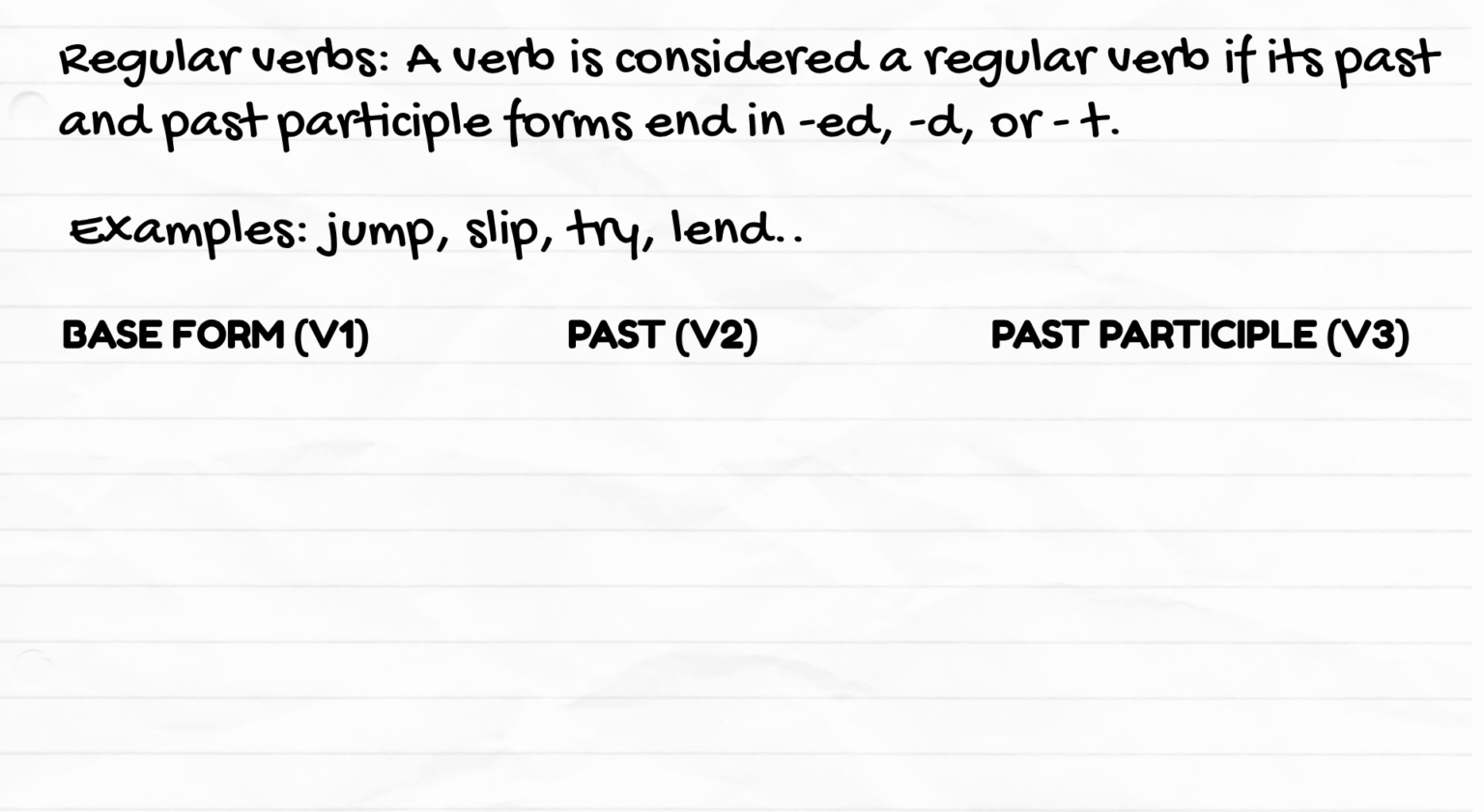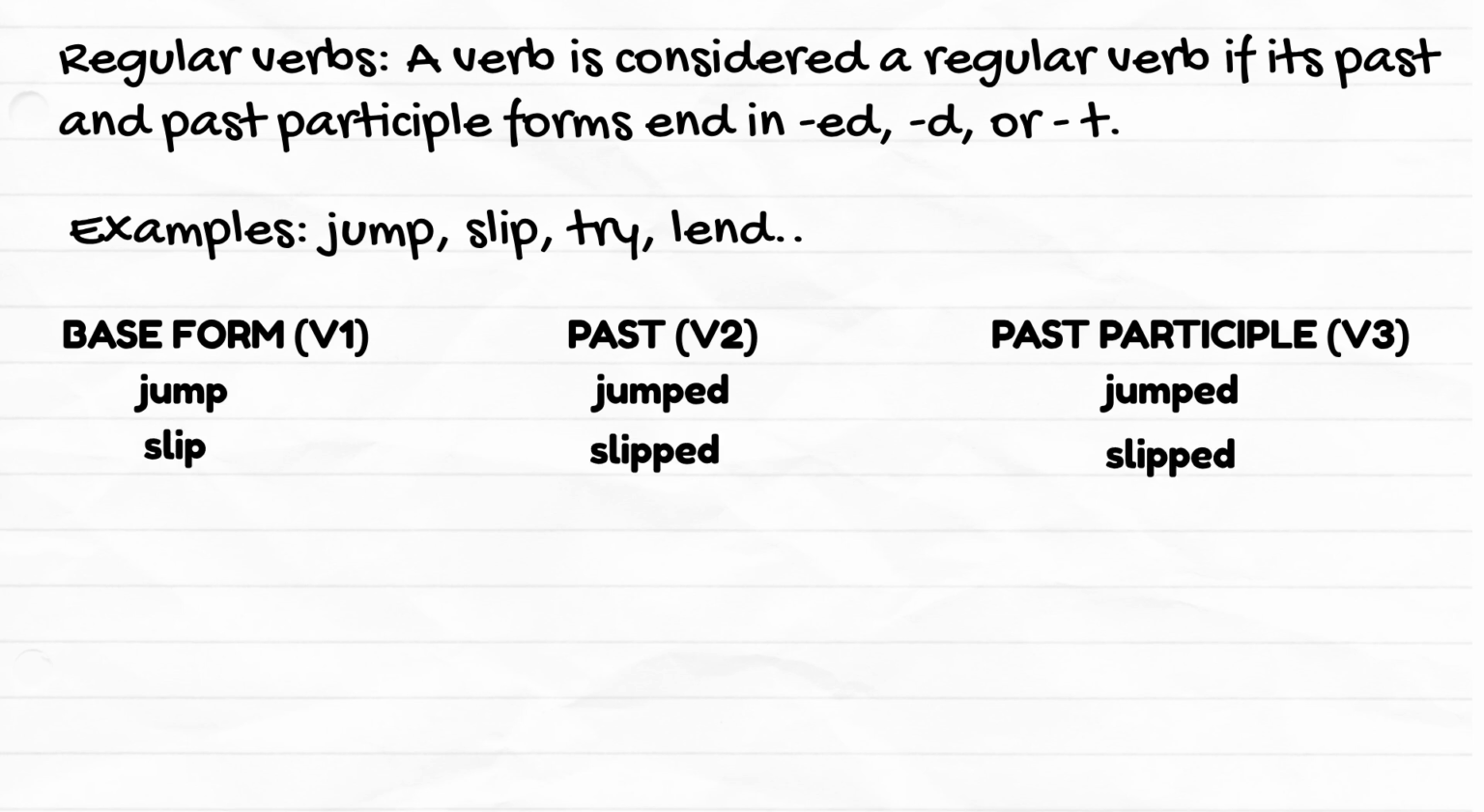So regular verb jump becomes jumped and jumped. Slip becomes slipped and slipped. Try becomes tried and tried. And lend becomes lent and lent.